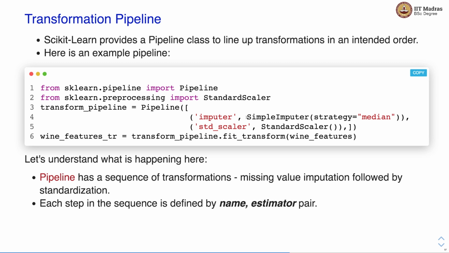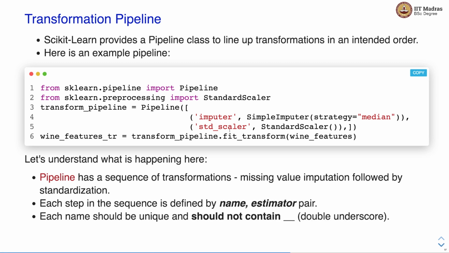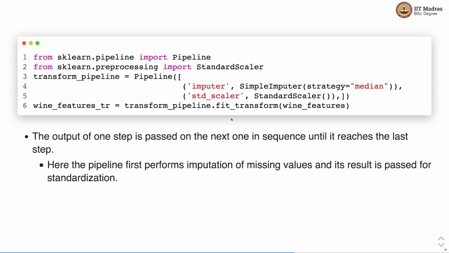For imputer, we are going to use simple imputer estimator, and for standard scaler, we are going to use standard scaler estimator. Each name should be unique and should not contain double underscore. The output of one step, in this case of the simple imputer, is passed to the standard scaler. So whatever data that we get, we first fill up the missing values with simple imputer, and then we apply standard scaling on the resulting data set from the simple imputer.